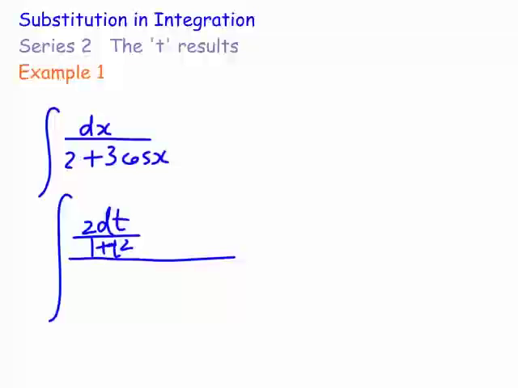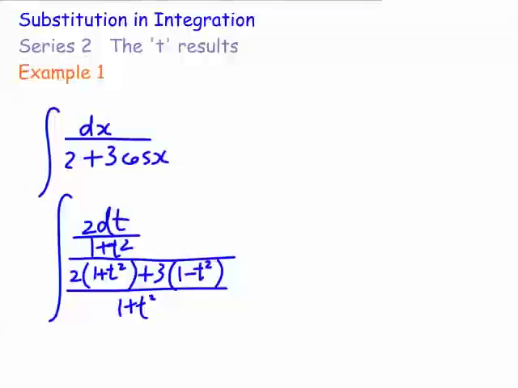I'll write the 2 as 2 times 1 plus t squared, basically because we're going to have a 3. Now, cos x, you might remember, was 1 minus t squared on 1 plus t squared, so I'm going to put it all over 1 plus t squared. This is the first thing we do. We normally would then cancel. You can see we can cancel here, and we try and put this together a little bit and see what we can get.